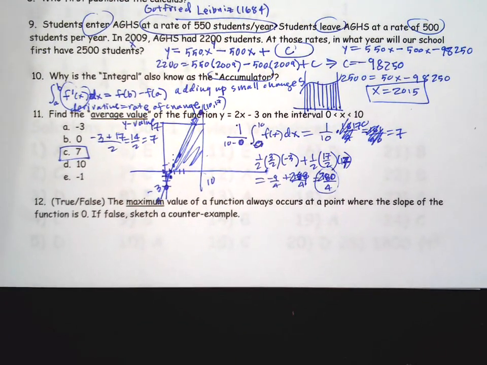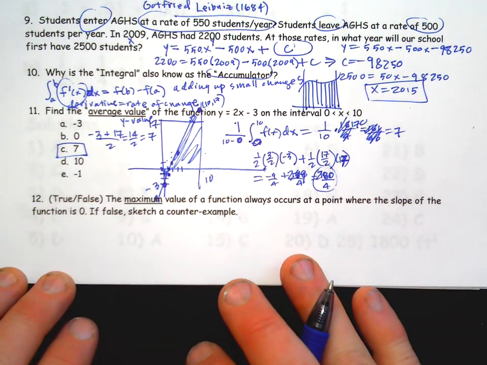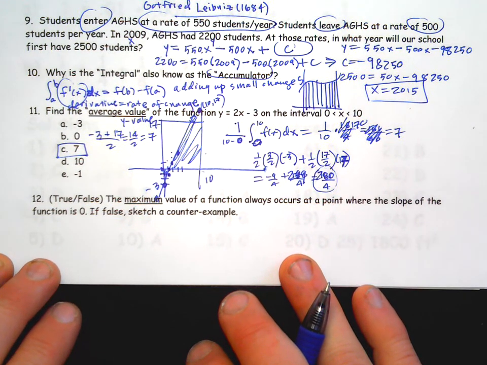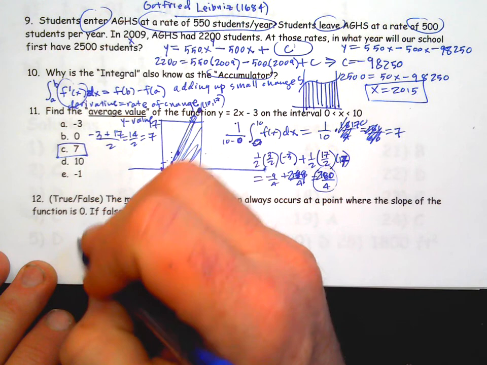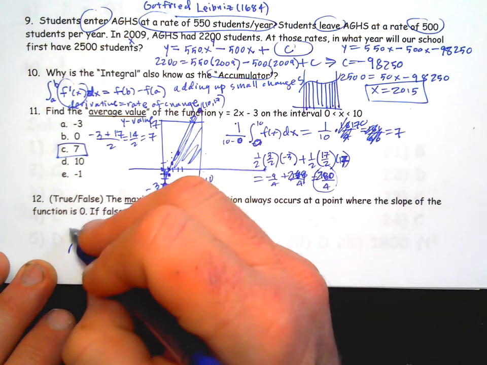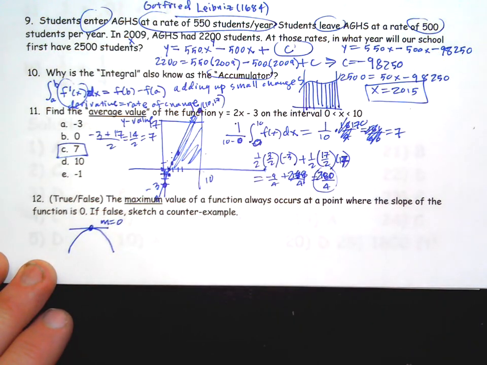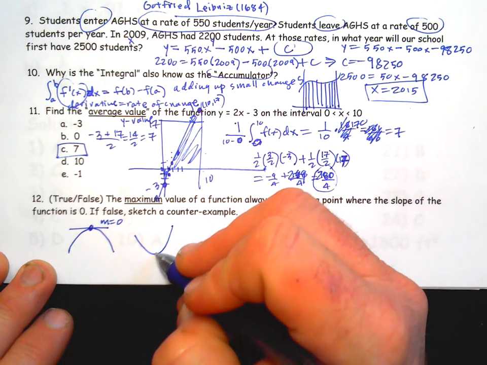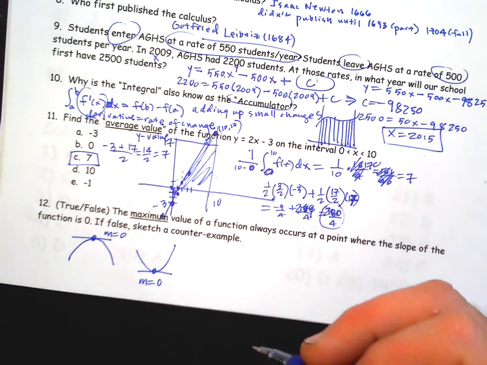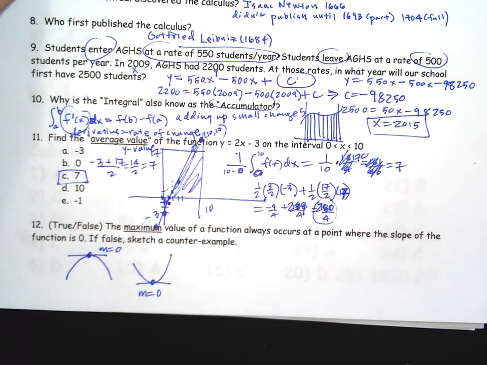Number 12, true or false, the maximum value of a function always occurs at a point where the slope of the function is 0. If false, sketch a counterexample. So a lot of times the absolute maximum of a function is the highest or lowest point. And so a lot of times a key characteristic is that the slope is 0. Right? Or the lowest point could be where the slope is 0. Usually it's when the curve changes direction, right? And the curve, when it changes direction, its tangent line has a slope of 0.